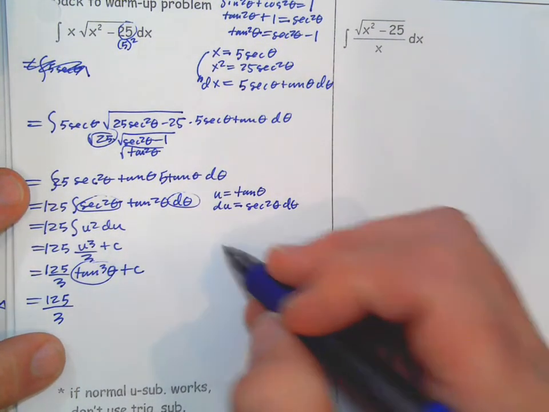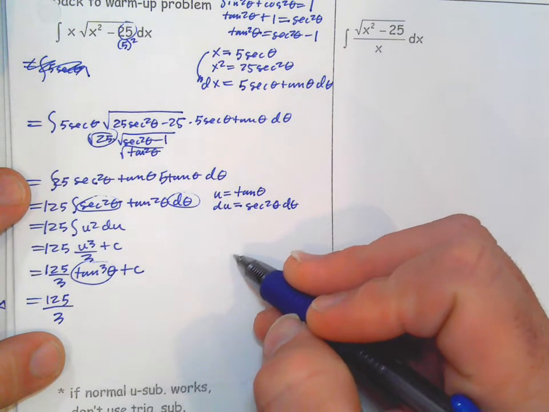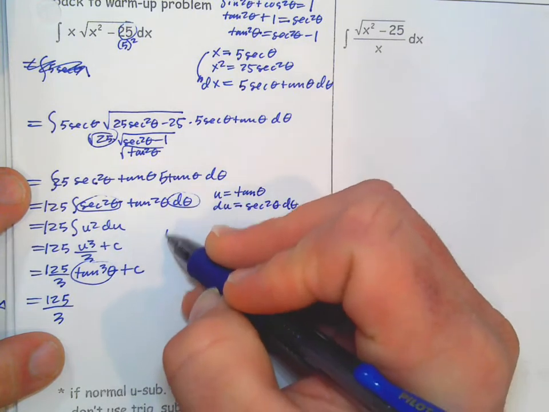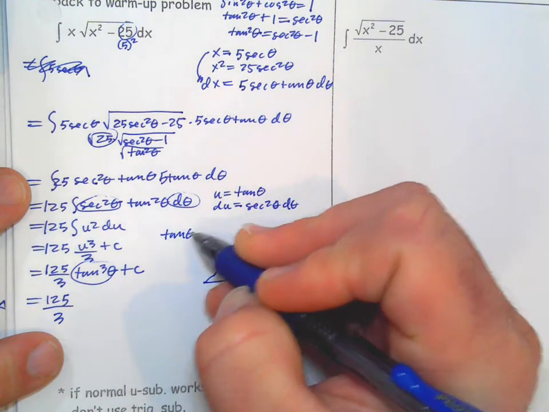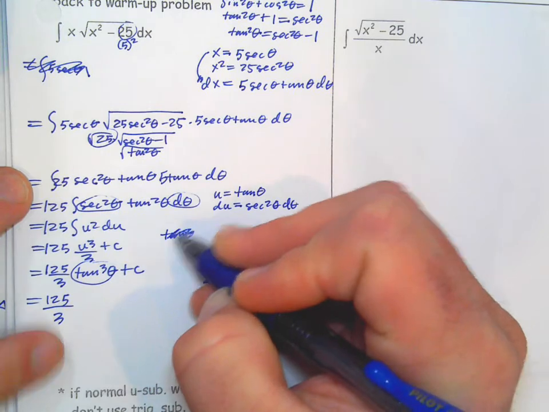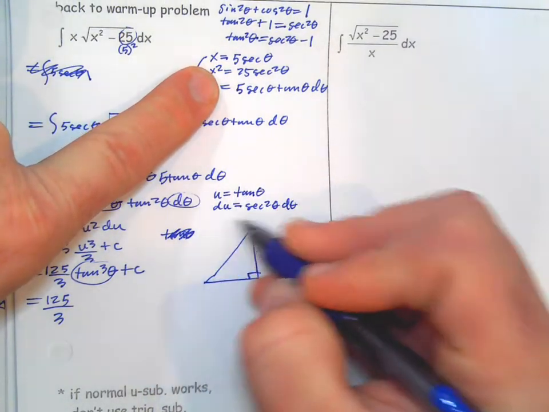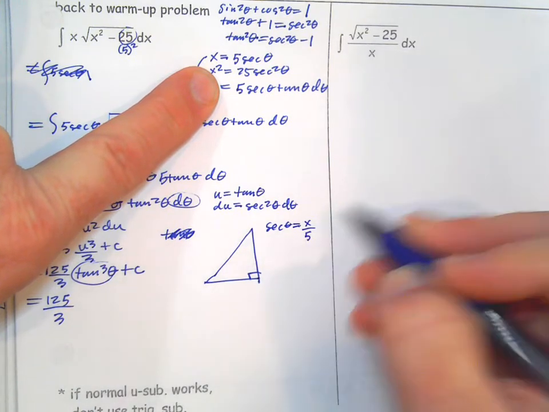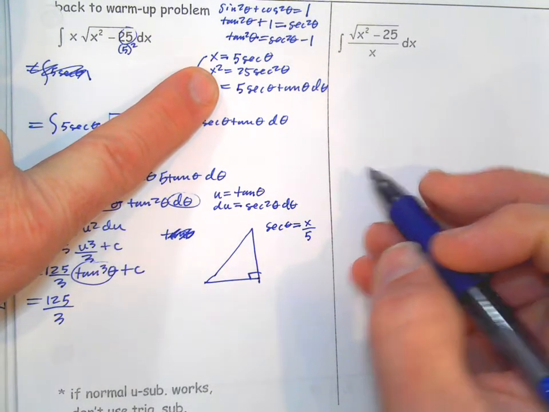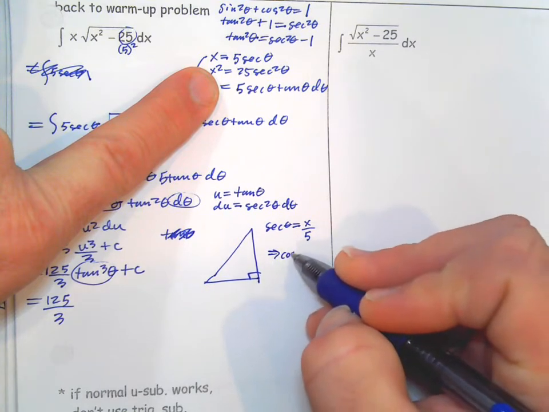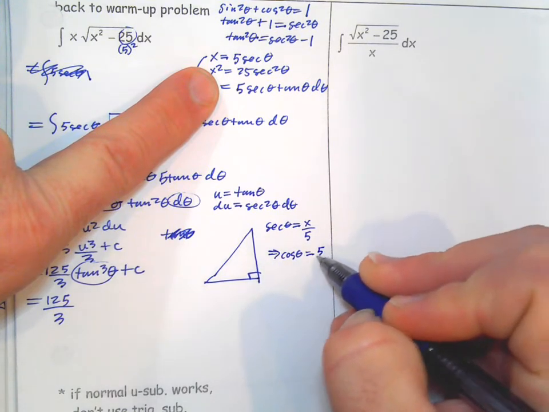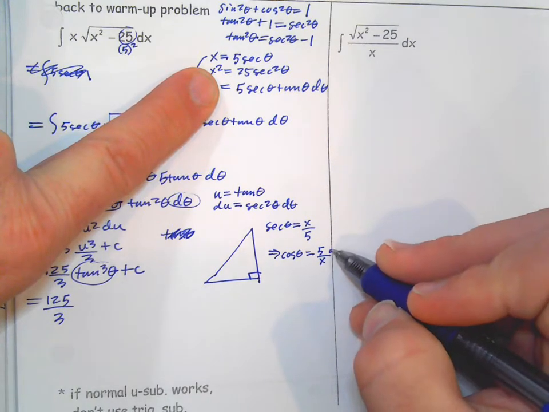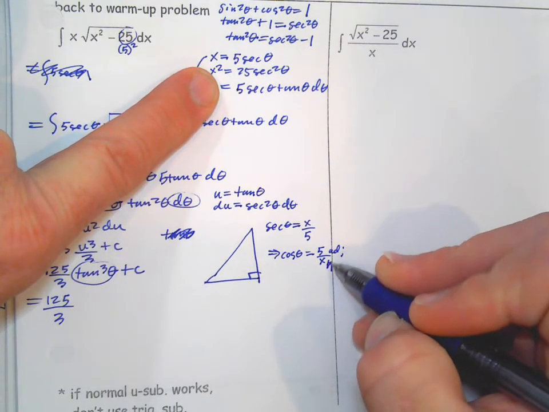To help, we could draw a simple triangle to set this up. If we go back to the original definition up here, we could say that secant theta equals x over 5, right? And then that would mean, more easily to think about, cosine equals 5 over x, because secant is just cosine upside down. And cosine is adjacent over hypotenuse.